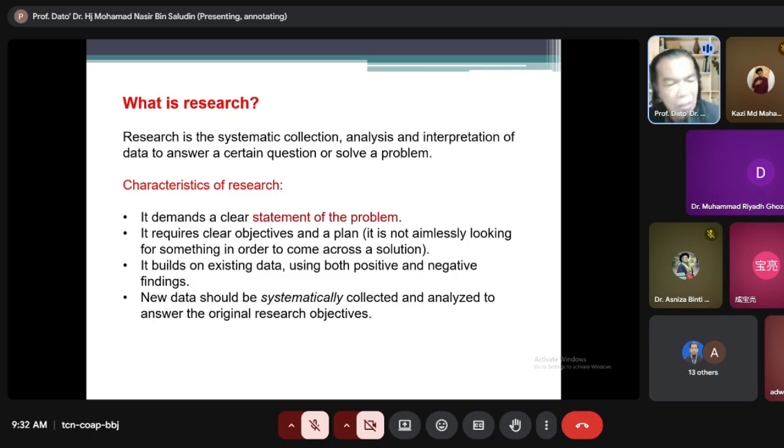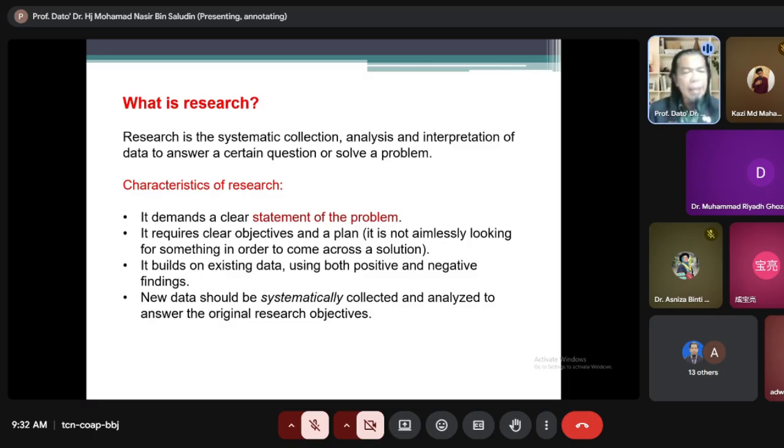Okay, what are the characteristics of research? Number 1, it demands a clear statement of the problem. You must be careful. That means you have the background of the study. The background of the study will bring you to the statement of the problem. Under the statement of the problem, you must put the research gap. Research gap means what people have done in your research topic and what has not been done in your research topic.